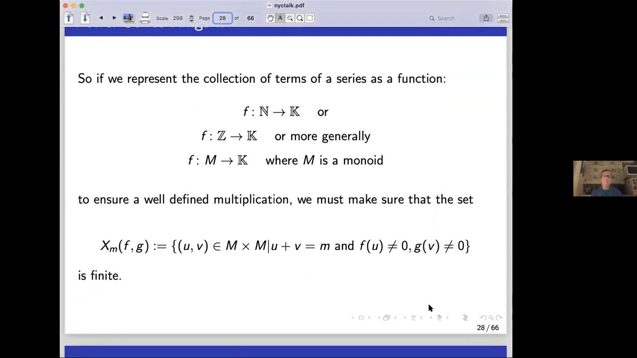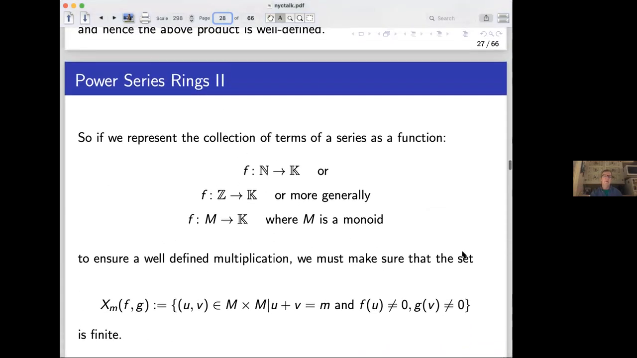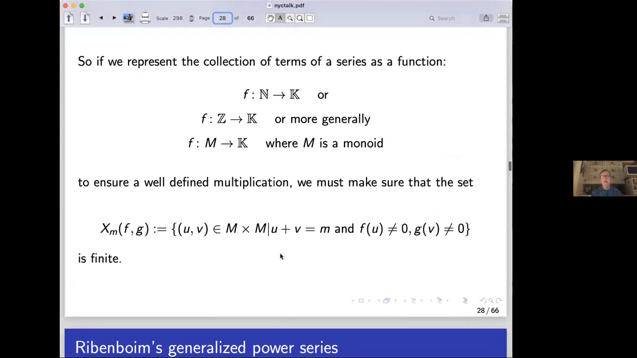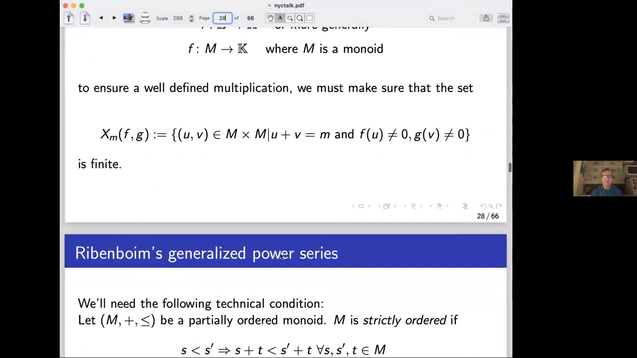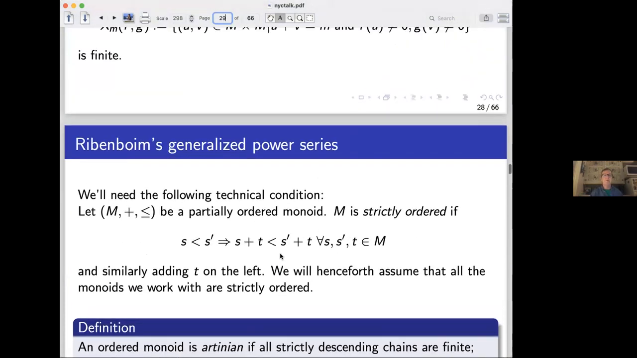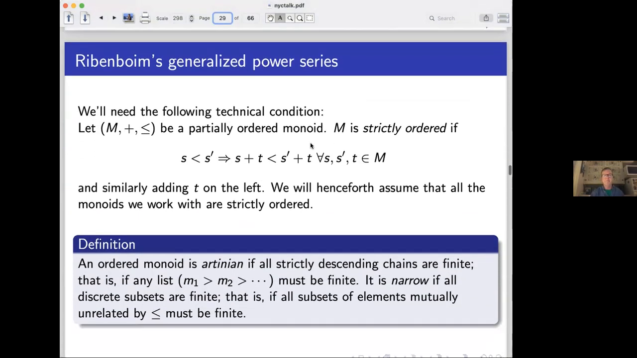And so we're going to define this operation here, X_m of f, g, to be all those pairs, where M is just a monoid here, all those pairs such that u plus v adds up to the fixed m, and f of u is not zero, and g of v is not zero. And so it's clear that for the product of two series to be well defined, I need this set here to be a finite set. And that was Ribenboim's realization. So again, the point is to ensure that this indexing set is finite.